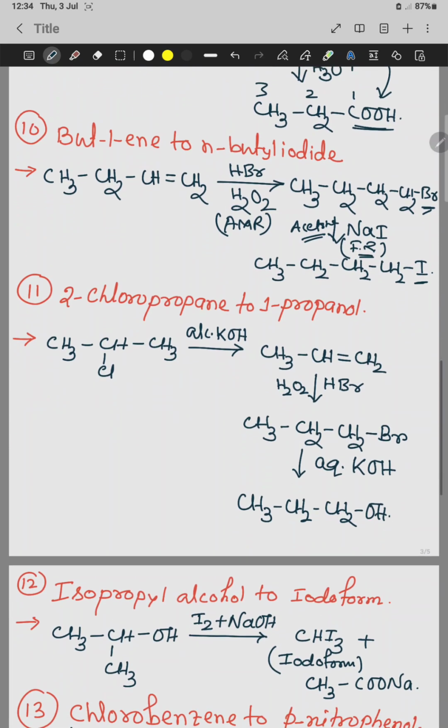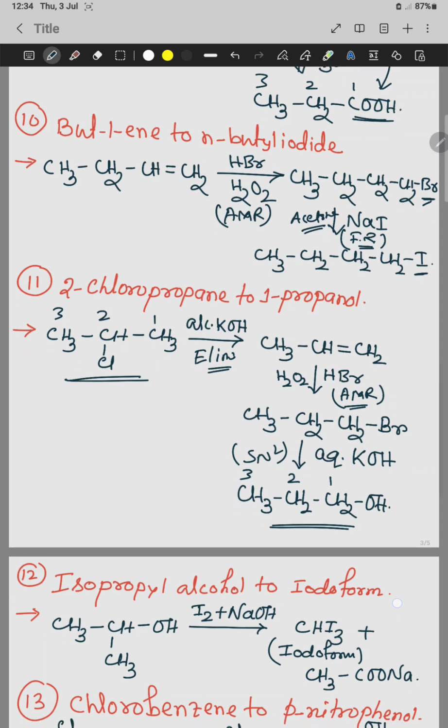So the next one is 2 chloropropane to 1 propanol. Now see, this is our 2 chloropropane. So chlorine group in the second carbon 1 2 3, and when we do the elimination reaction, then we will get propene. And now we are doing the anti-Markovnikov rule, so that we will get 1 bromopropane, and again we do the SN2 reaction, and then we get propanol. Okay, that is 1 propanol, in one position you will get OH. That's why this is called 1 propanol.